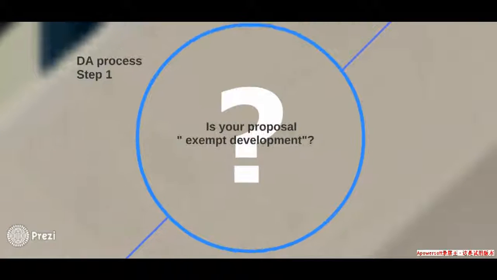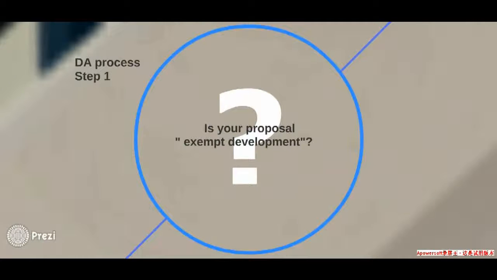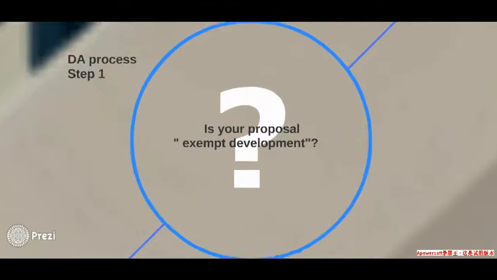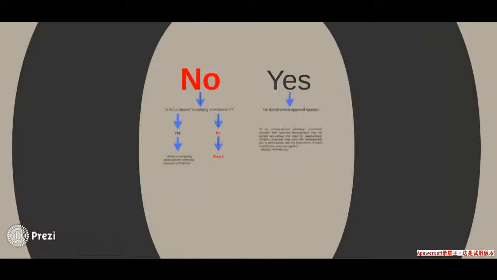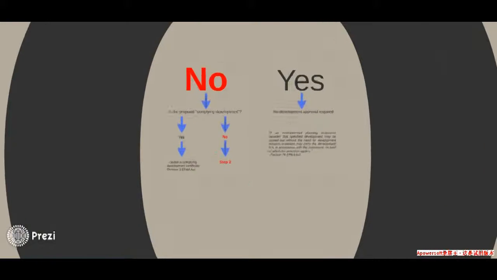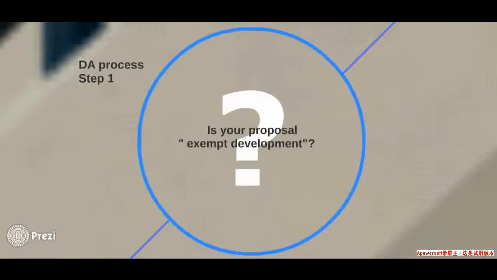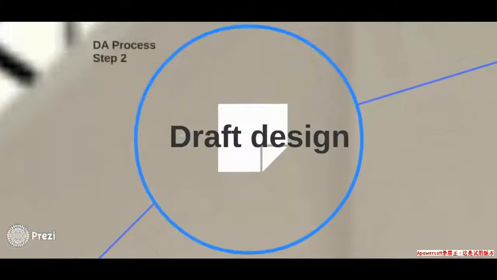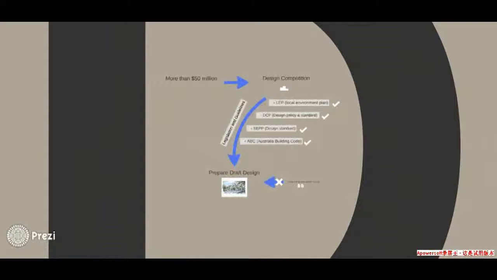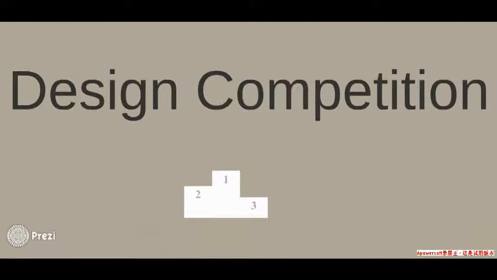Before the developer moved to the next step, they had to know whether the proposal is an exempt development. If it is, then no approval is required. Central Park is neither an exempt development nor a compliant development, so it should go to step 2 of the DA process, draft design. In New South Wales, all projects over $50 million must come into a design competition program.